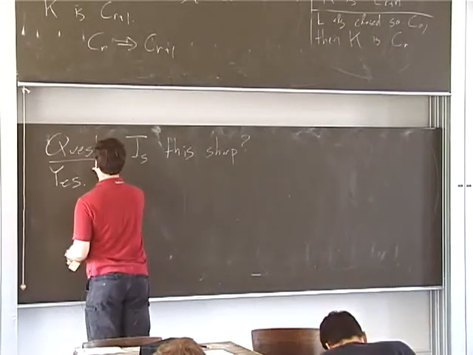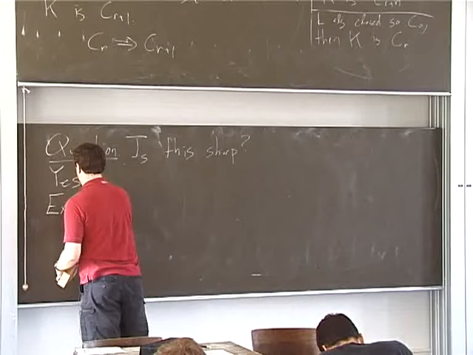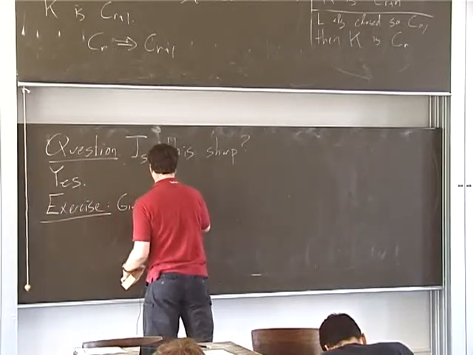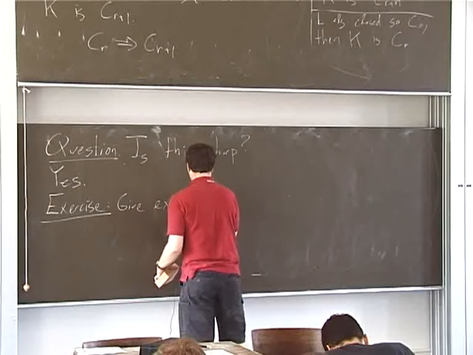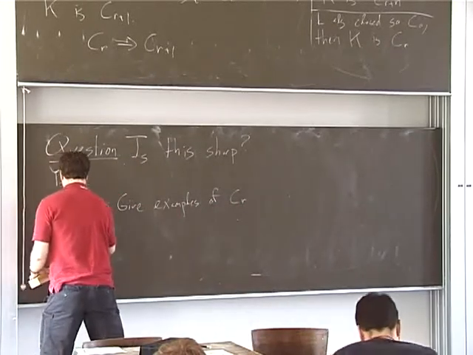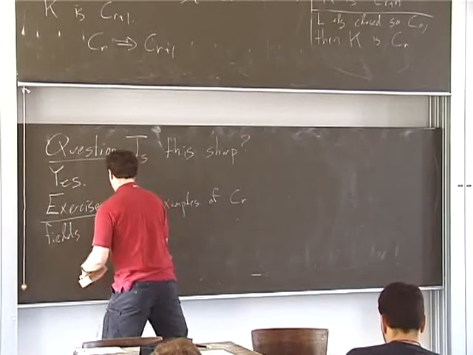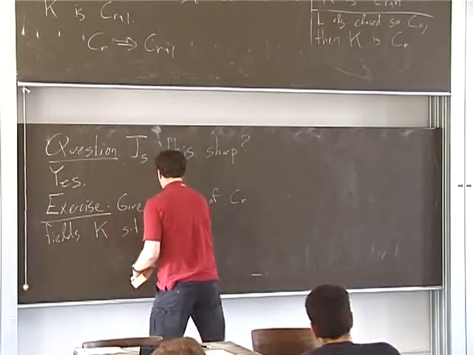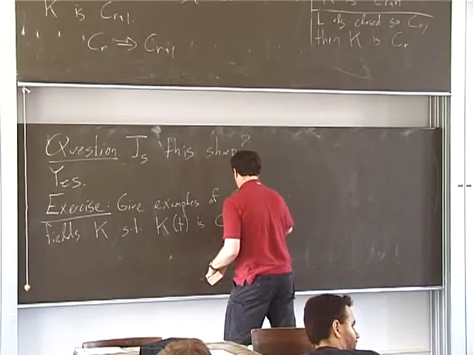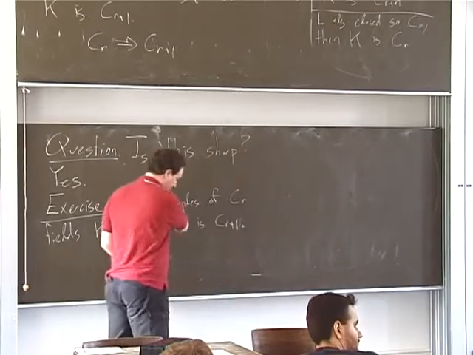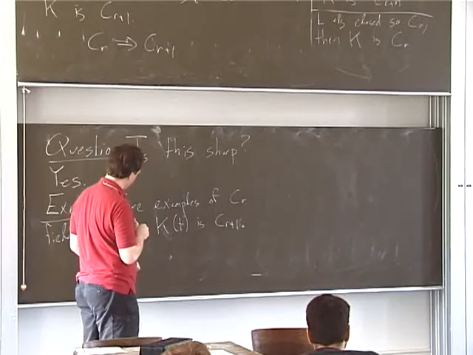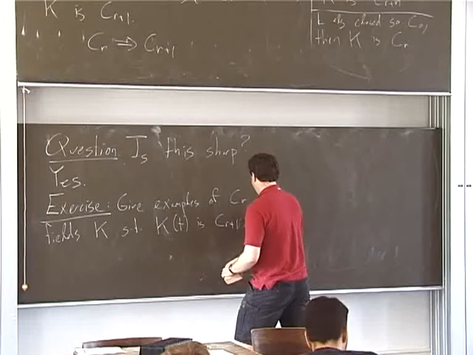And then the exercise is to find examples. Give examples of C_R fields K, one for each R, such that K(T) is C_{R+1}, but not C_R.